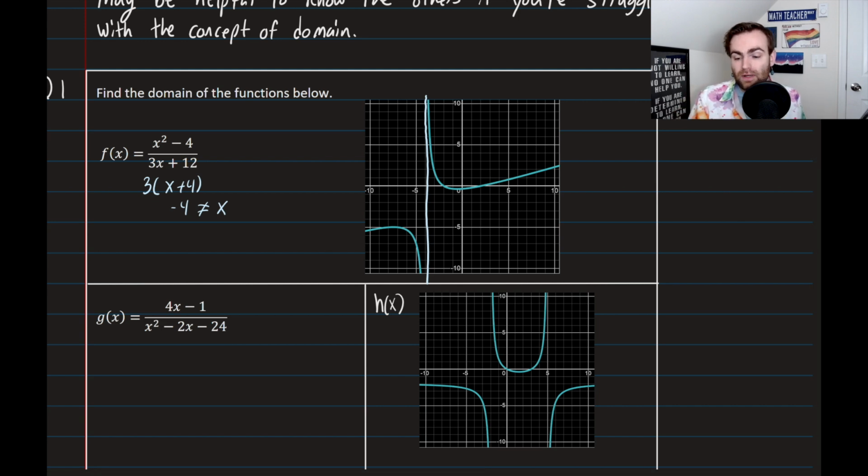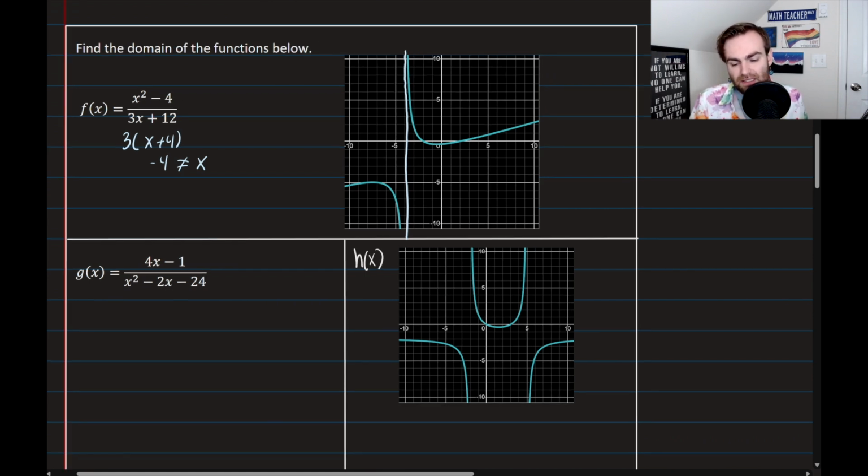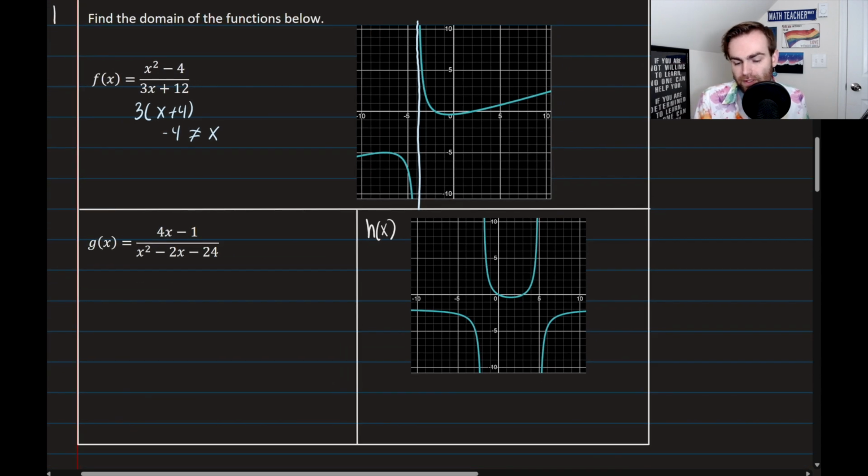Graphically, we would look for these asymptotes, these weird behaviors, or eventually we would look for holes. But right now, we're really just going to see them as asymptotes. So sometimes you have to factor. We didn't necessarily have to factor here, but if we look at g here, we do. So we're going to factor this, and that would be 6 and 4. So x minus 6 times x plus 4, because 6 times 4 is 24, and their difference is 2. So that means x cannot be equal to 6 or negative 4.